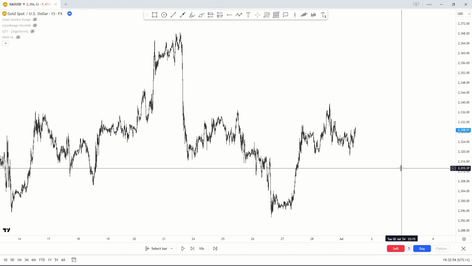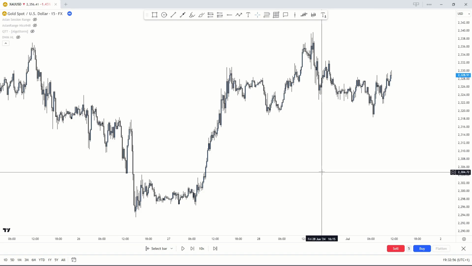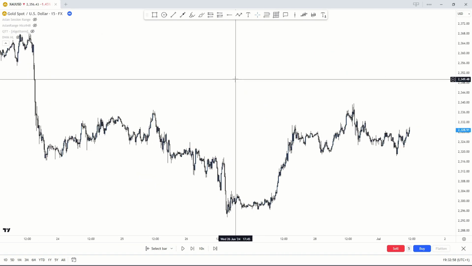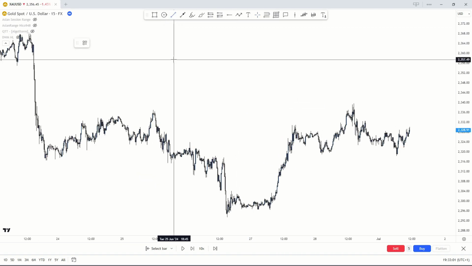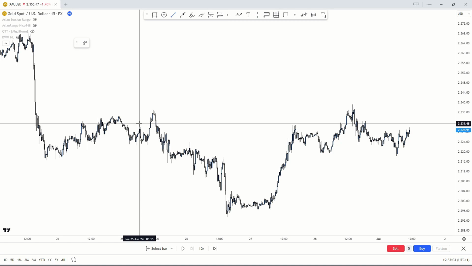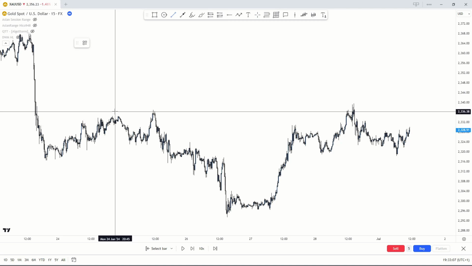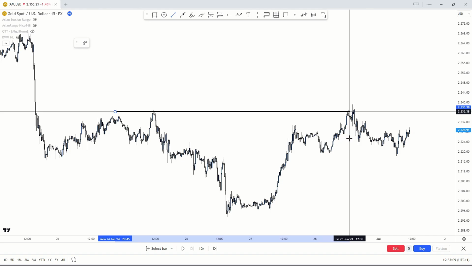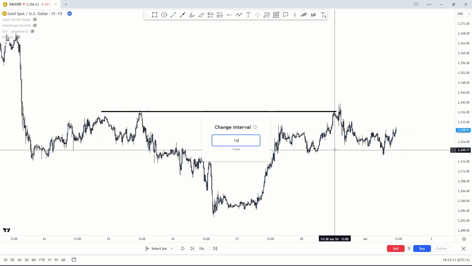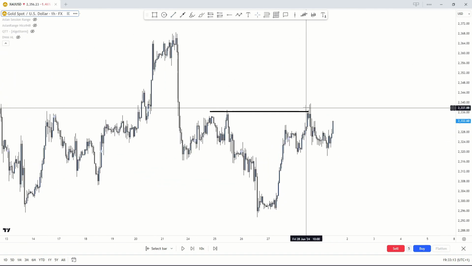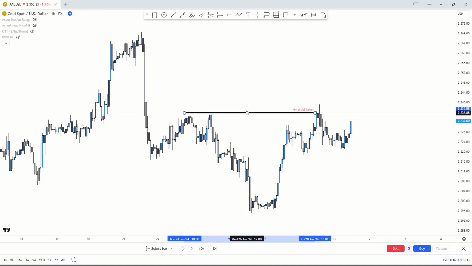Now, if we zoom in closer on the 15-minute and see what happened more recently with price, we can see a clear level of bearishness was started after price took out this level over here. Now, if I bump up the time frame, for example, to the 1 hour, you can see this is an important 1 hour structural level.